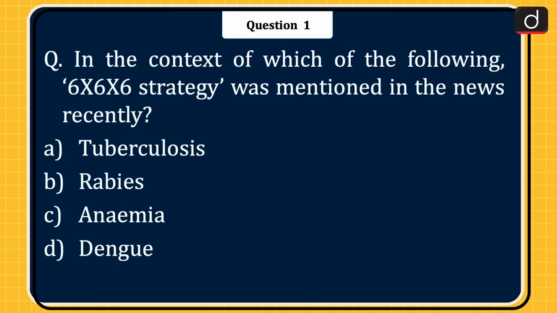First question is, in the context of which of the following 6x6x6 strategy was mentioned in the news recently? Tuberculosis, rabies, anemia or dengue? The correct answer is option C, anemia.